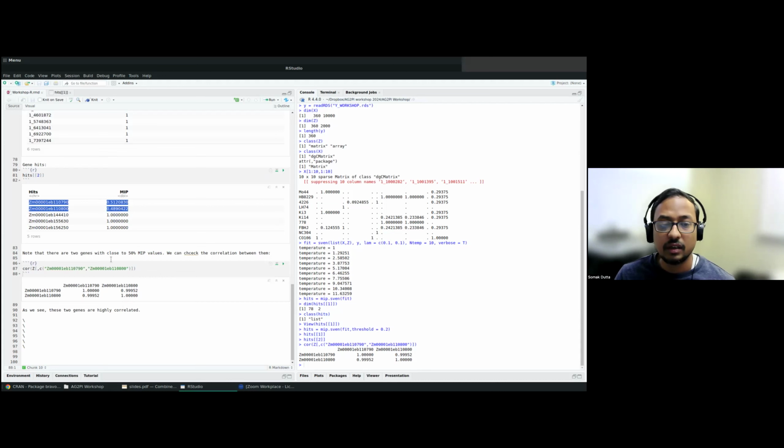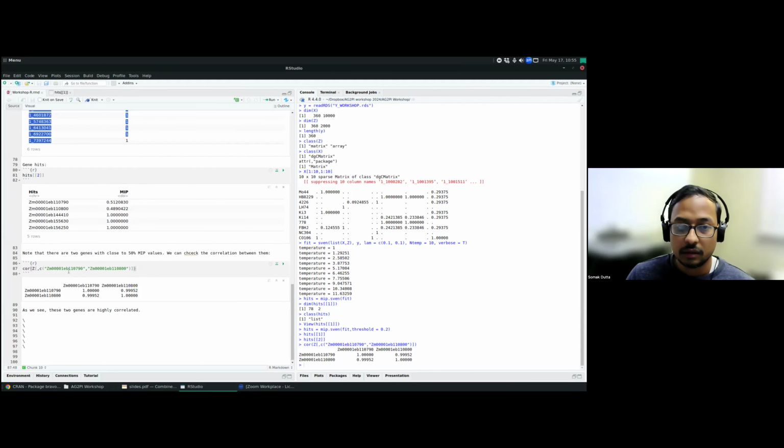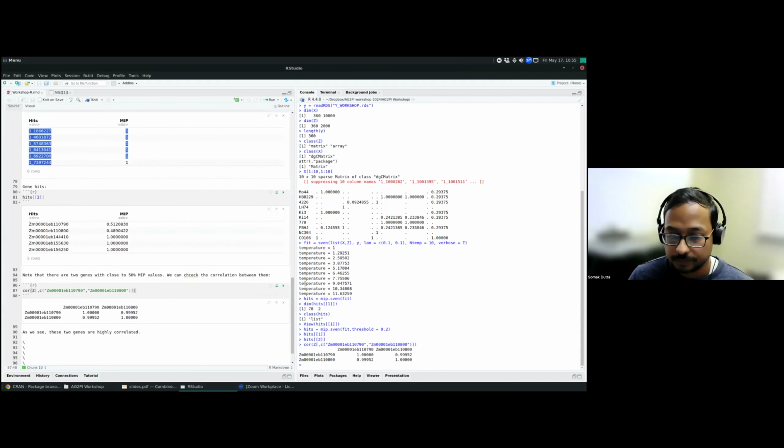So that's about it for this demonstration. And after this, you can go to a genetic database to identify the genes and SNPs. So yeah, that's about it. All right. So if there are other questions.